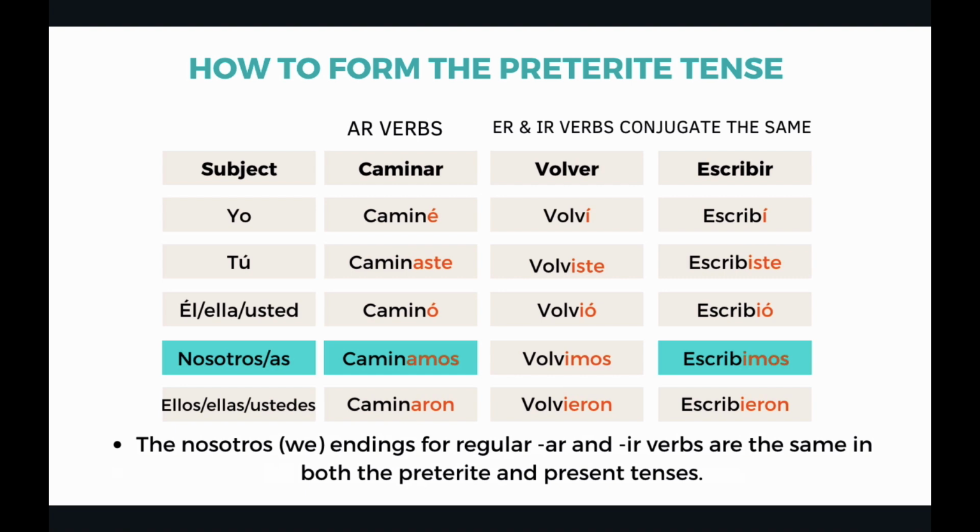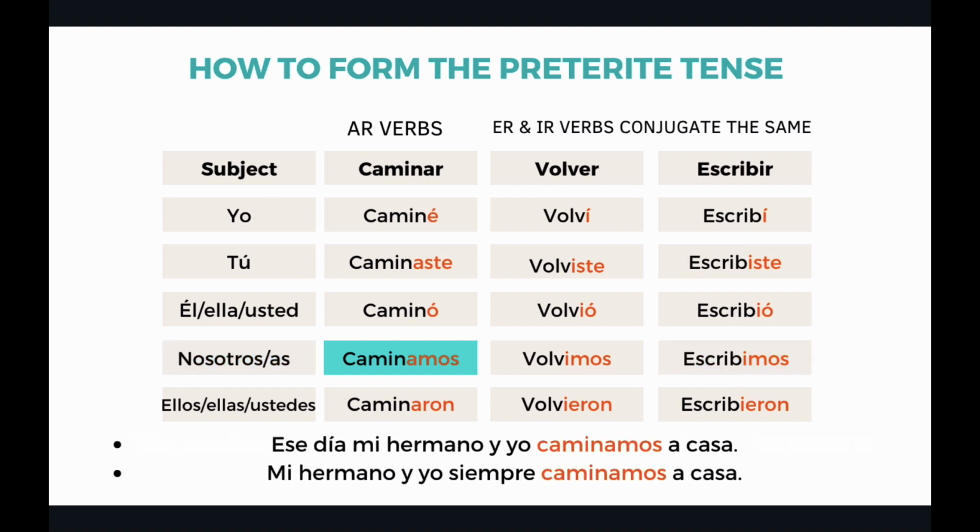How are you going to be able to tell the difference, both when you are consuming Spanish and as well as when you are speaking? Well, it's just going to depend on the context. The context is going to give you a clue. So here are some example sentences using the verb caminamos. We walk. Ese día, mi hermano y yo caminamos a casa. So that day, my brother and I walked home.